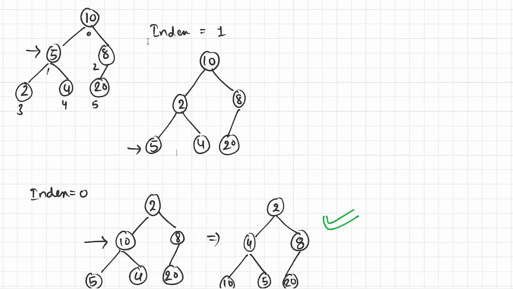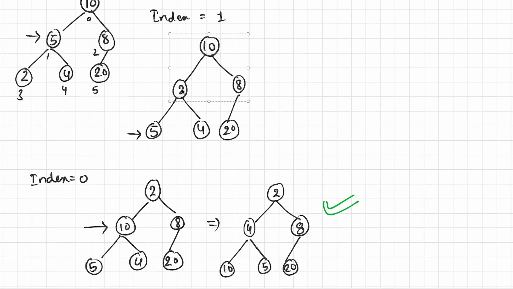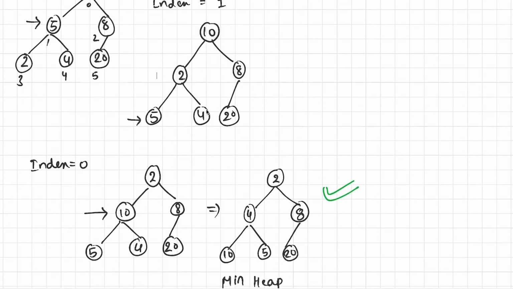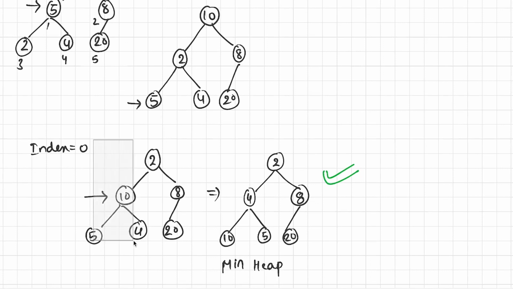Now let's move on to index 0 and apply the Heapify algorithm. At index 0 we have 10. So we are going to find the smallest among 10, 2 and 8. And the smallest among 10, 2 and 8 is 2. So we are going to swap this 2 with 10. After swapping 2 with 10 we get this structure.